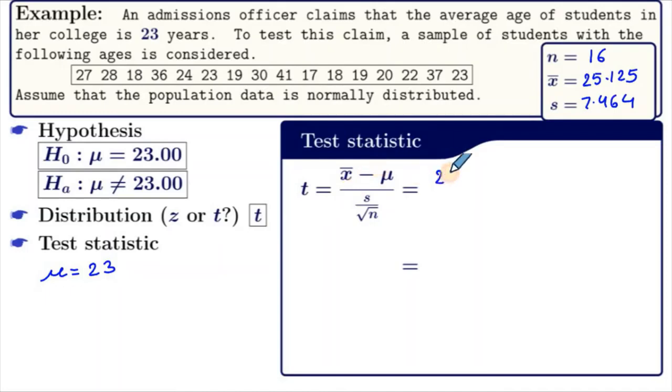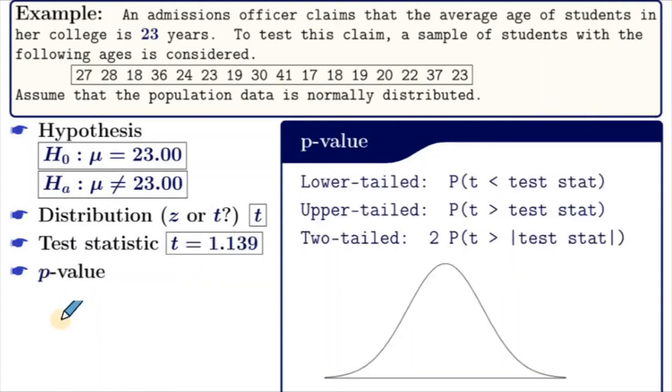So let's do that. Our x bar is 25.125 minus 23 over sample standard deviation is 7.464 over square root of 16. Now when you do this math, this whole thing comes out to be 1.139.